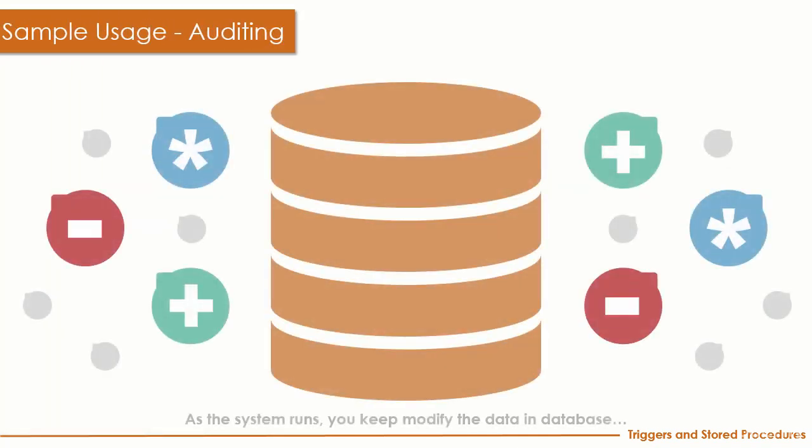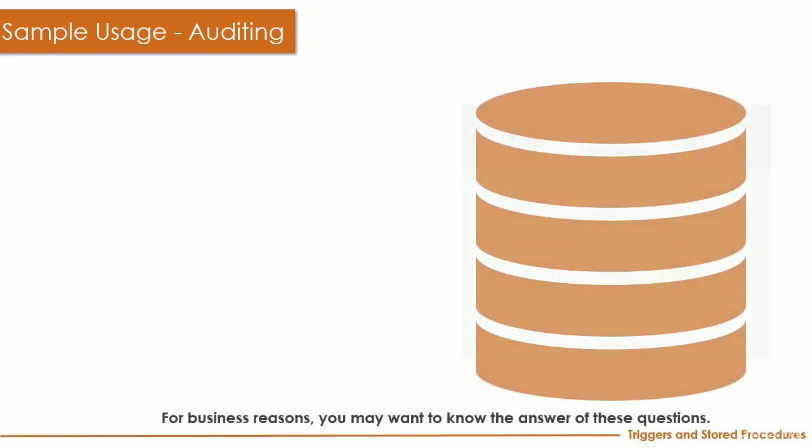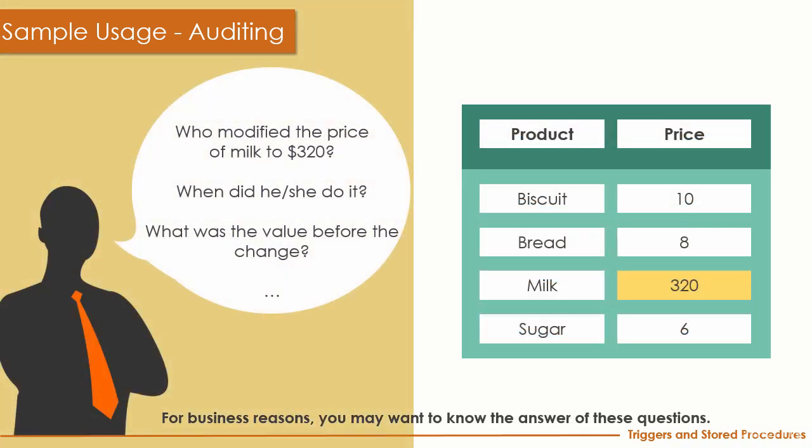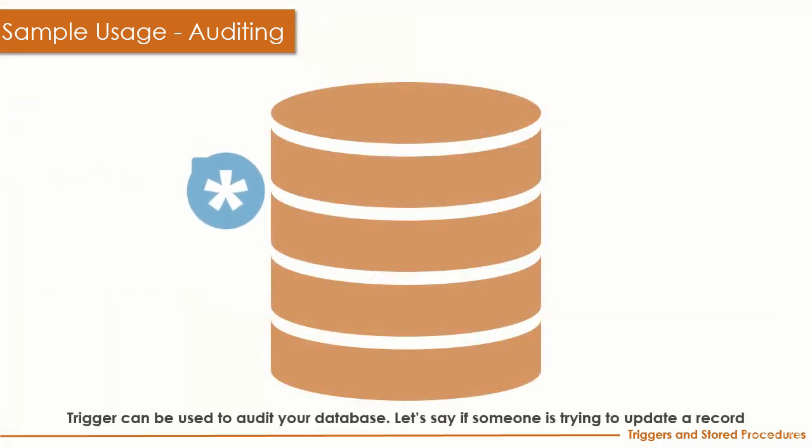The trigger can be used for auditing purposes. As the system keeps running, you will keep modifying the data in the database. For some reason, you may want to know the answer to the following questions. Who modified the price of the milk to $320? It's crazy. I suppose it's $3.20. You want to know who made the change. What is the time of this change, so we know the impact? Then the trigger is useful in this place. A trigger can be used to audit your database.